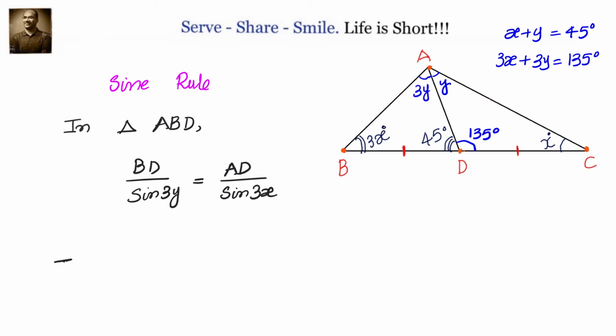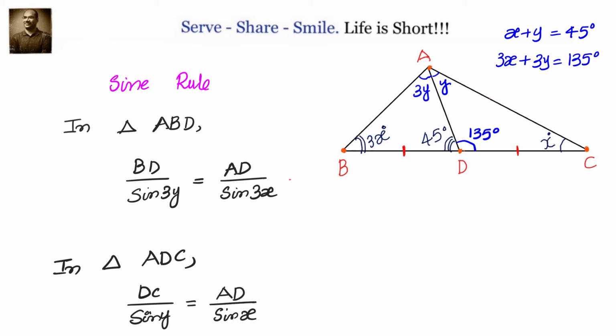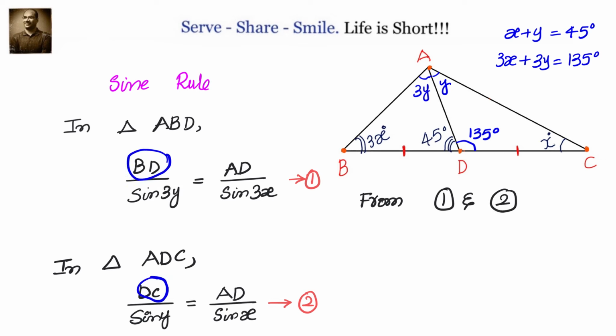Similarly, let's go to the next triangle. In triangle ADC, equivalent to BD, we have here DC. So let us take DC divided by sine y equals the common side, that is AD divided by sine x. Now if you take these two as equation 1 and 2, we know that BD equals DC and we have AD common in both of them. So from 1 and 2, we'll try to get a relationship between sine x and sine y, or a relation between x and y.